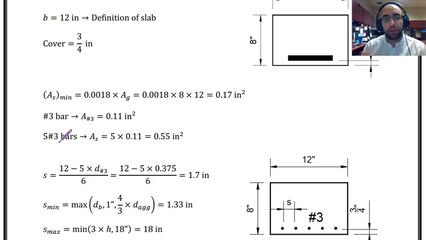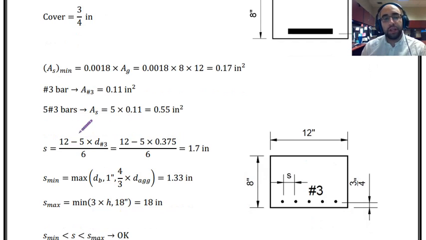I'm just playing with the number and diameter to see what the result will be. Over here, I'm going to go with 5 number 3 bars. As you can see, the area that I have is greater than this, which is fine. That was just the minimum reinforcement that we have to provide. Being a bit higher than this is good.